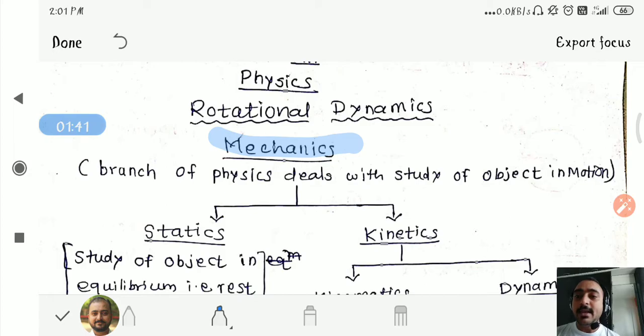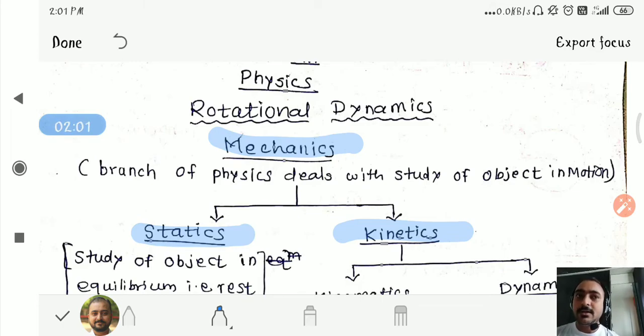Again, mechanics has two sub branches. One is called statics and the other is called kinetics. Statics is the branch of physics which deals with the study of objects in equilibrium, that we call at rest.